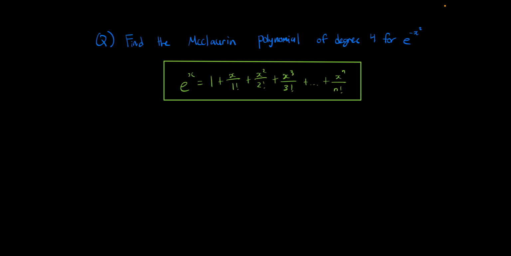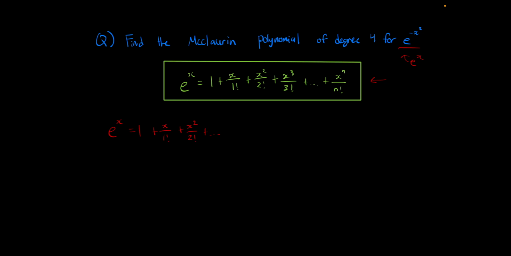So let's take a look at this example. Find the Maclaurin polynomial of degree 4 for e to the negative x squared. Now, the very first thing you need to identify is what is the base identity? So what is the base function that we are going to manipulate? Well, in this case, it is going to be e to the x, which I've brought the identity right here. And now we know that e to the x is equal to 1 plus x over 1 factorial plus x squared over 2 factorial plus dot dot dot.